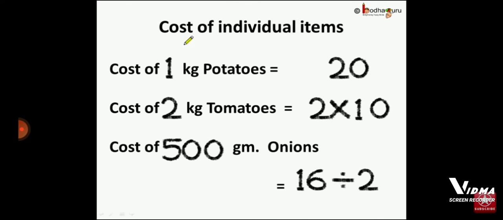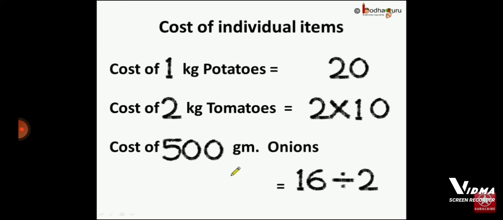So these are the individual items that the customer has purchased. 1 kg potatoes, it is already given that it is 20 rupees. 1 kg value is already given. 2 kg tomatoes, how will we calculate? Yes, we have to multiply, because when we know the 1 kg amount, we multiply it to know the 2 kg value. So 10 is the 1 kg value, we multiply by 2, and we get 20 rupees.